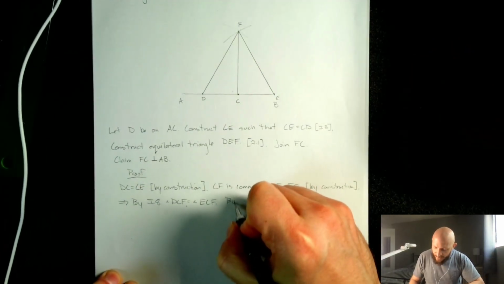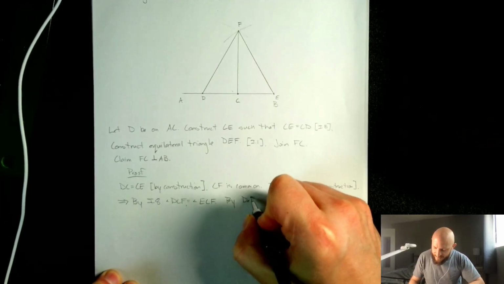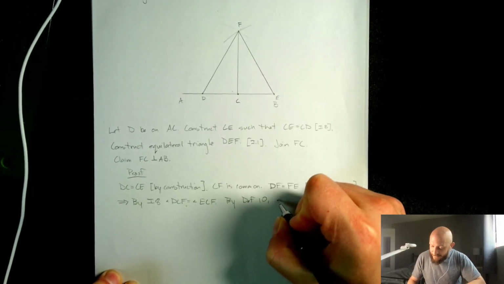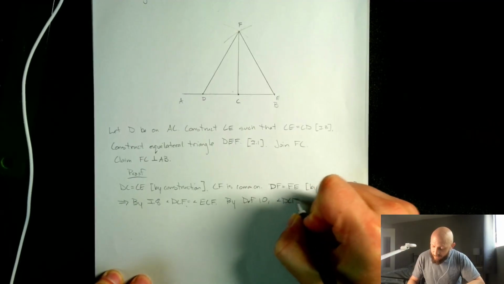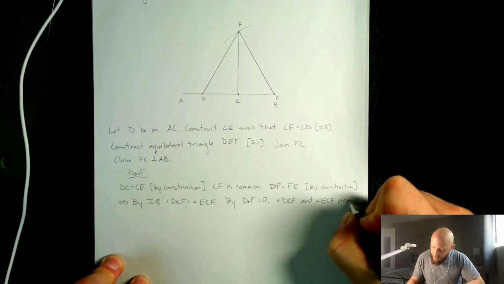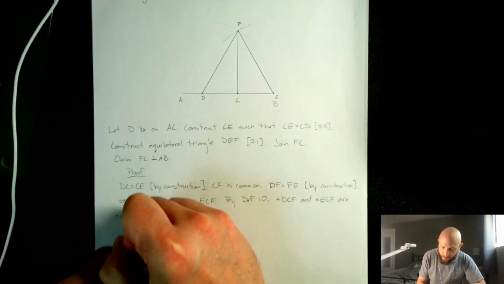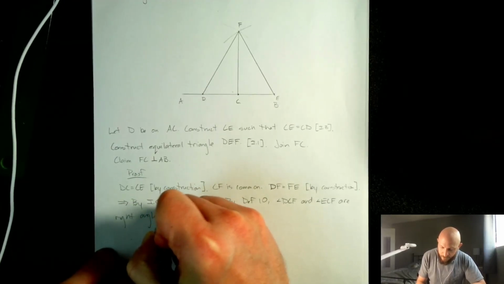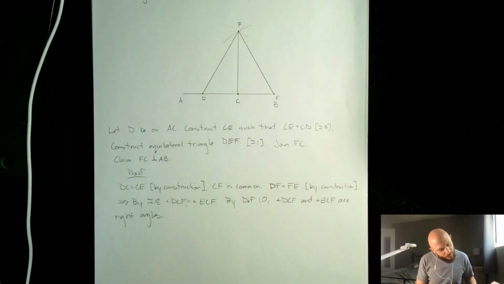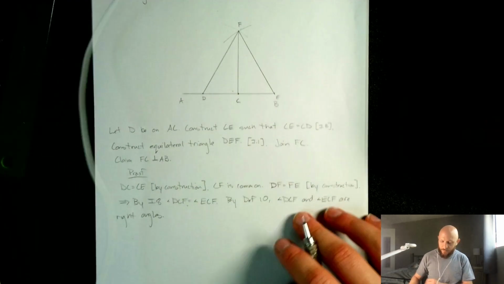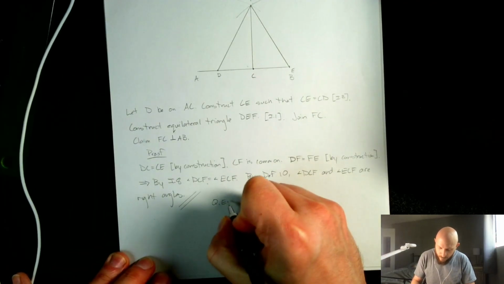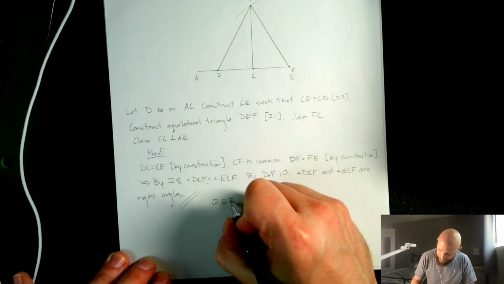So by definition 10, it follows that angle DCF and angle ECF are right angles, which is what we wanted. Right. That's exactly what we needed. This one get a QEF? Yep, sure does.